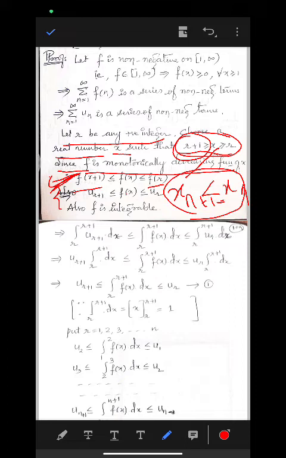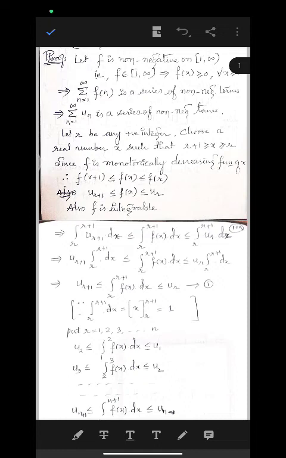And the same thing in the next step: f of r plus 1. What do you mean by f of r plus 1? F of n we have taken as un, so in place of n, if you put r plus 1, we will get ur plus 1, the r plus 1th term. So same thing here: ur plus 1 is less than or equal to f of x, which is less than or equal to f of r. In place of n, if you put r, we'll get the rth term, ur.